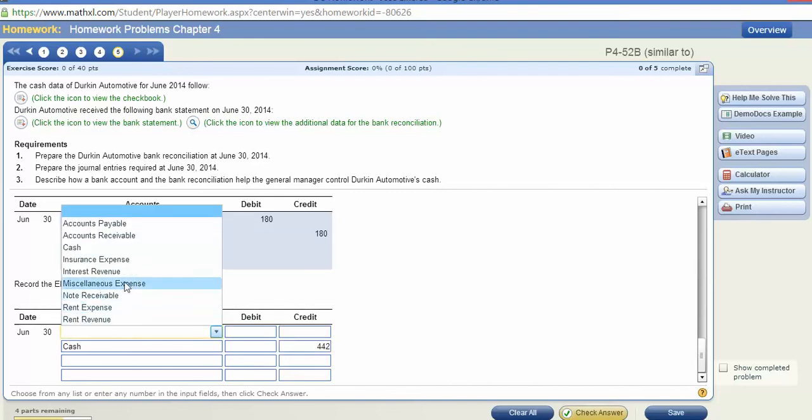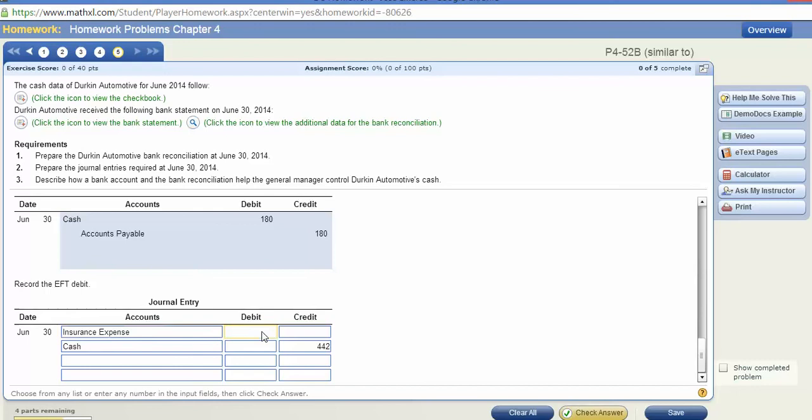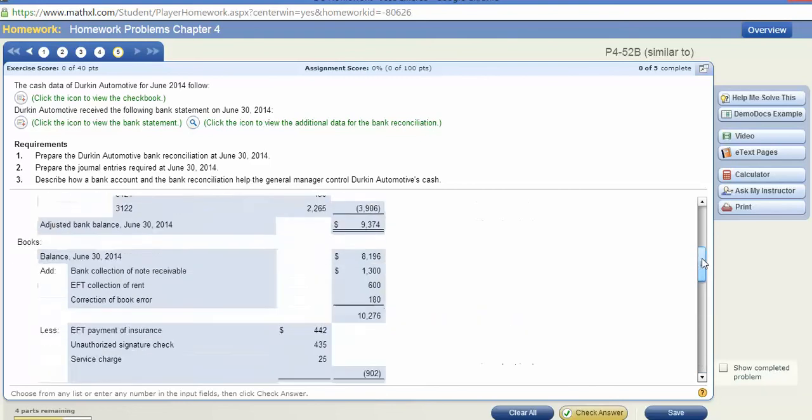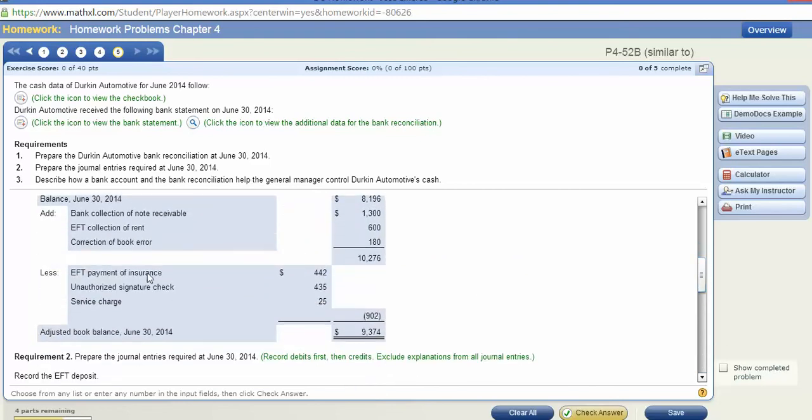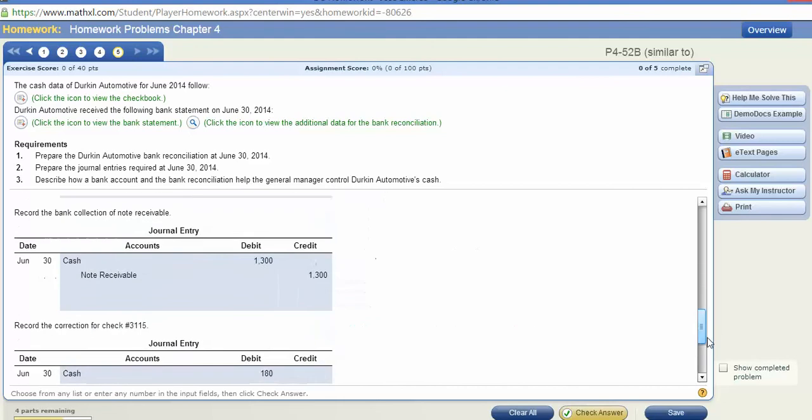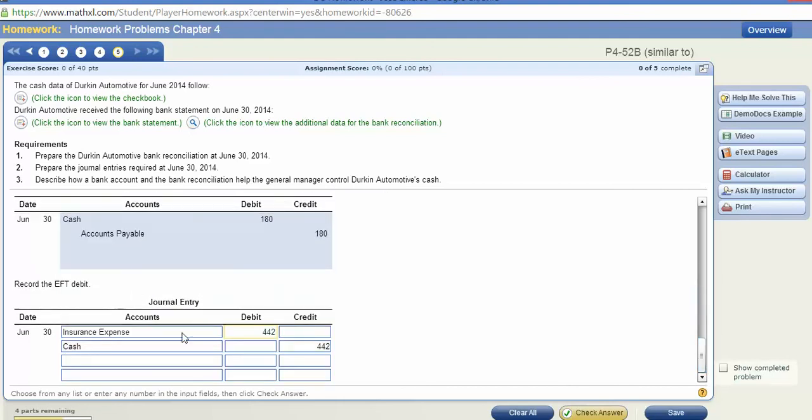And we're recognizing some insurance expense. Even though we didn't write a check for this, the bank statement is telling us, hey, you need to book some insurance expense because we took it out of here. We took it out as an EFT payment of insurance. So it's letting you know the books don't know anything about this. You're having to make this entry to debit insurance expense, which means expenses go up, and cash at 442 goes down because you're actually paying insurance expense. You just happen to be notified of it when it's being paid through the bank statement.